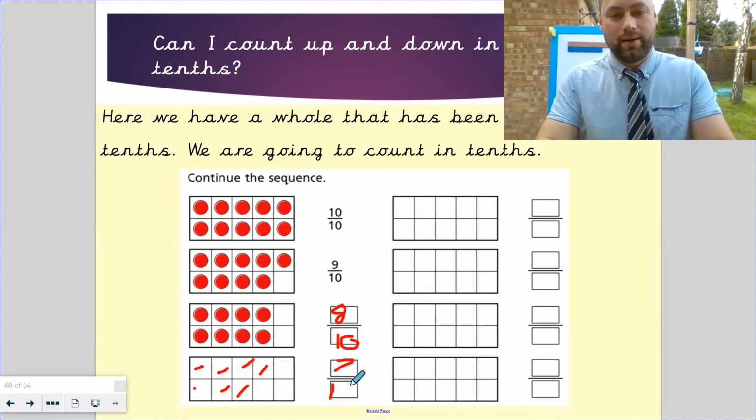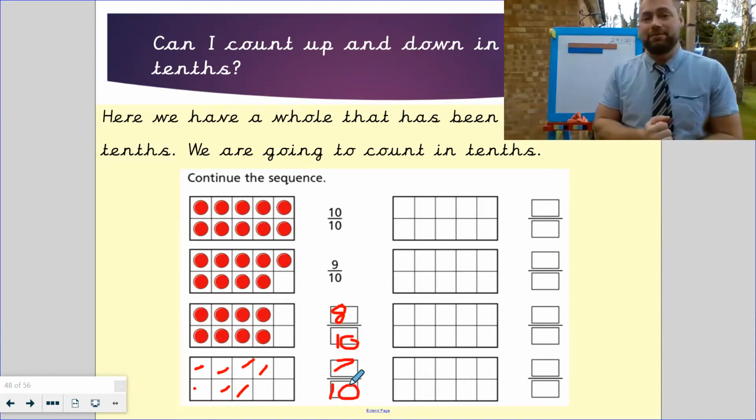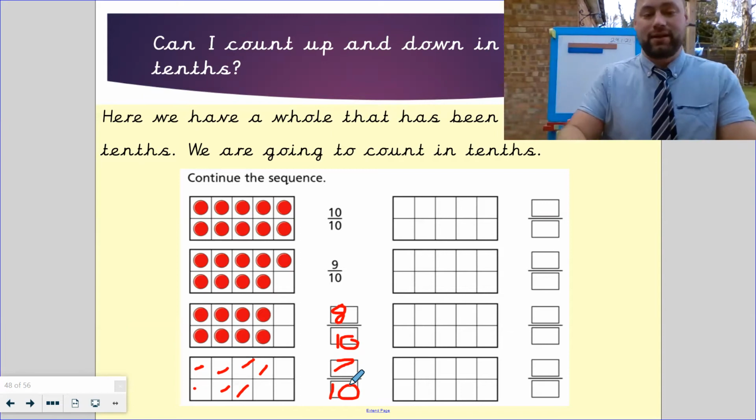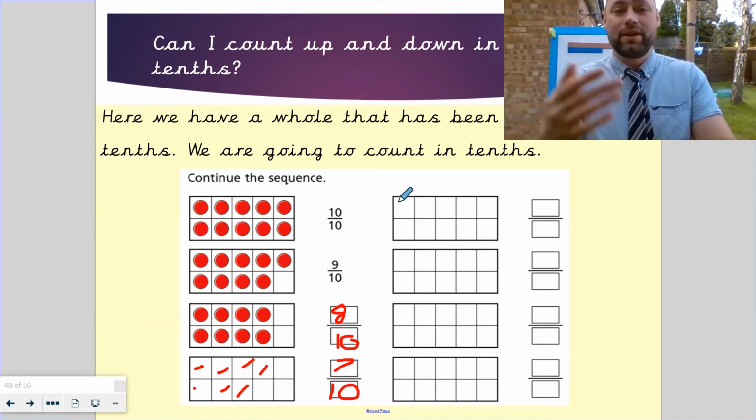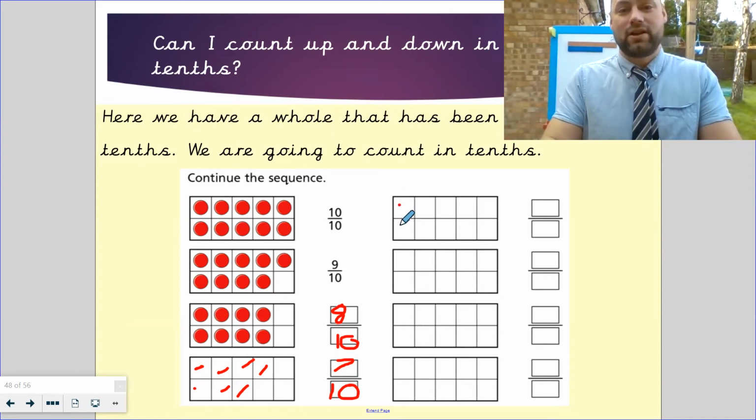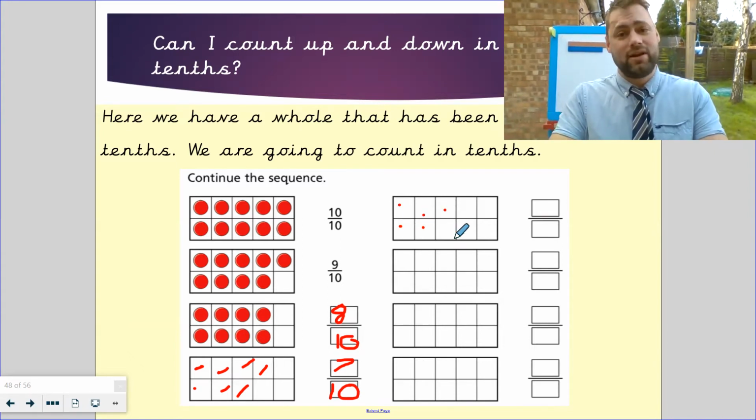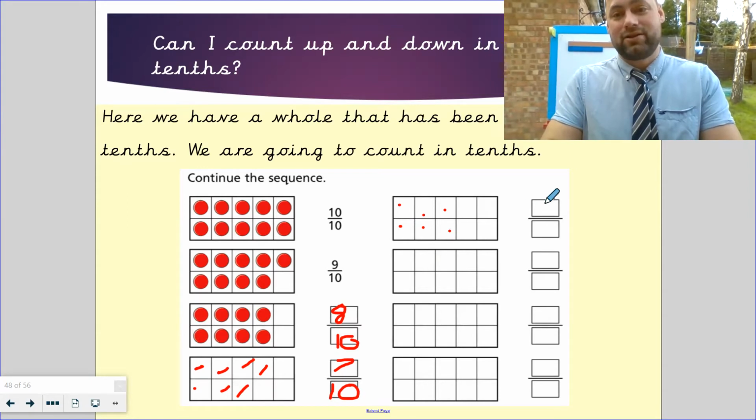if you could find yourself 10 Lego bricks that are exactly the same size, that may help you with this, okay? Now we're going to go back down from 7. So 1, 2, 3, 4, 5. What's 1 less than 7? That's right, it's 6. So we're now going to write 6 out of 10.